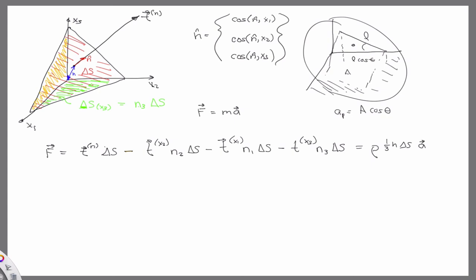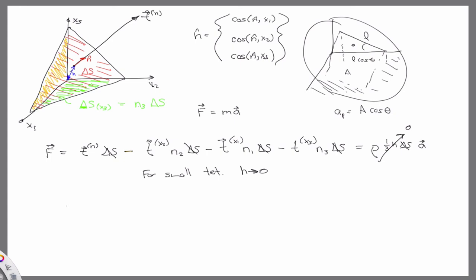Well, we can immediately get rid of the delta S's by dividing through. Then what we want to write down here is in the limit of an infinitesimally small volume. Remember, this thing we pulled out of the body was basically an infinitesimally small volume. So we can take the limit as h goes to 0. For a small tetrahedron, h goes to 0, which causes this whole term to go to 0.